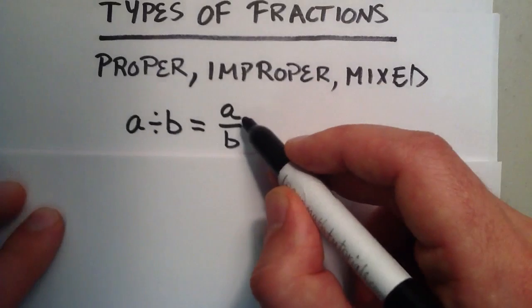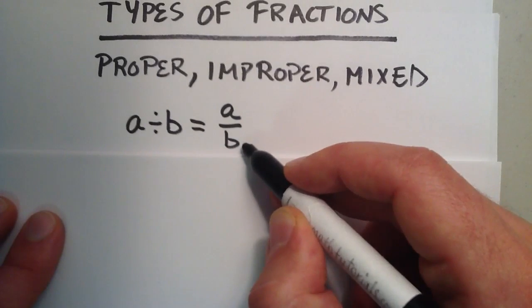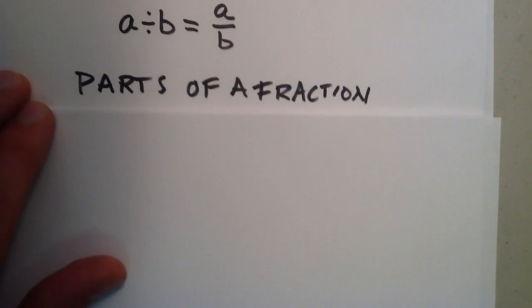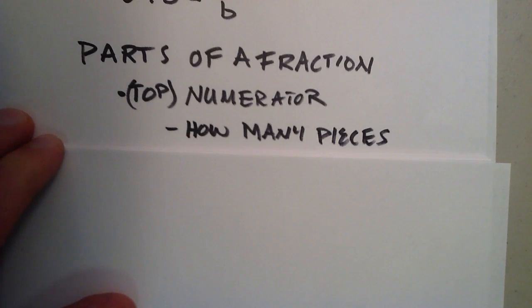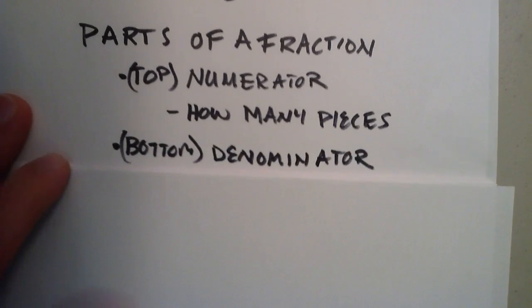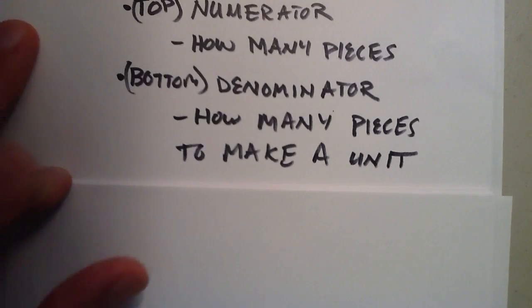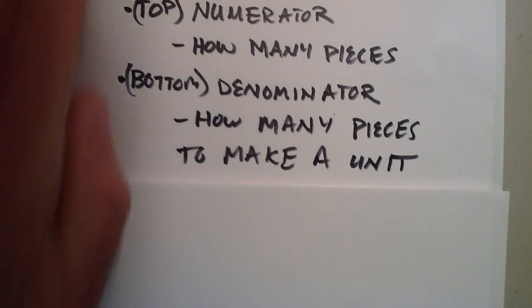Now, there's two important parts of the fraction. There's the top part, which is called the numerator, and there's the bottom part, which is called the denominator. Now, the numerator tells us how many pieces of something we're dealing with, and the denominator tells us how many pieces it takes to make a whole unit. Okay, so now we've defined what a fraction is, and we've discussed the important parts of a fraction. So now let's begin to define proper, improper, and mixed fractions.